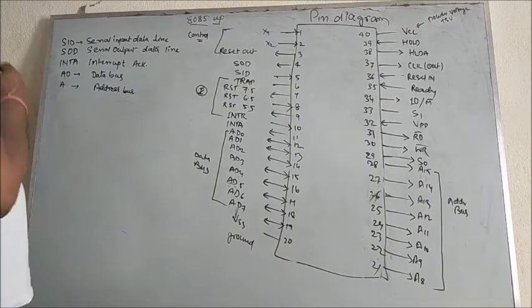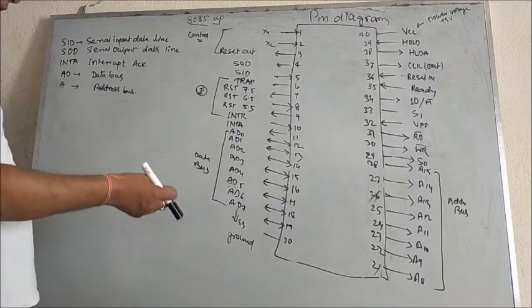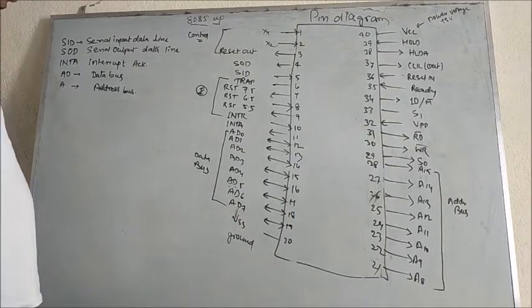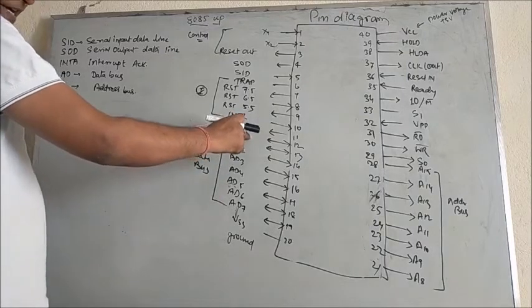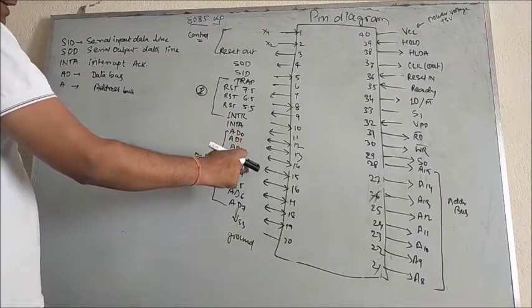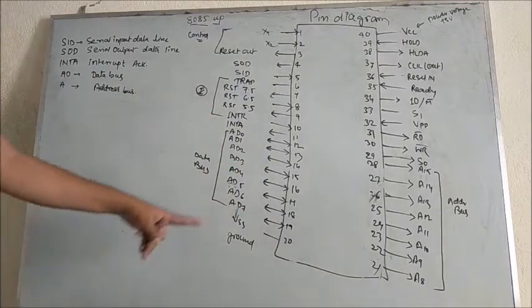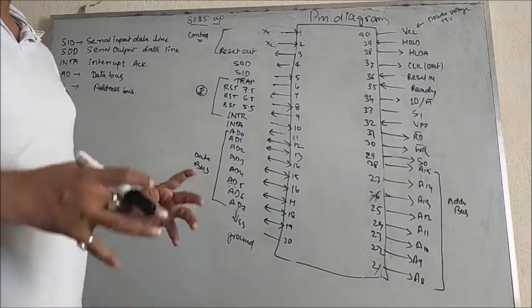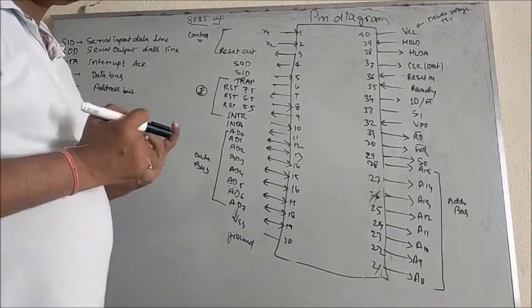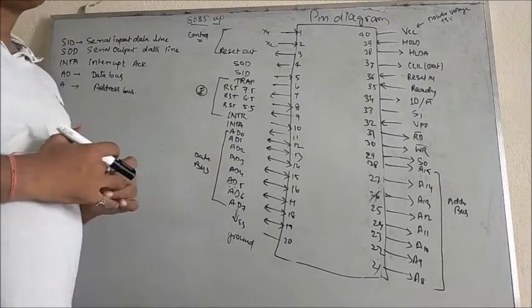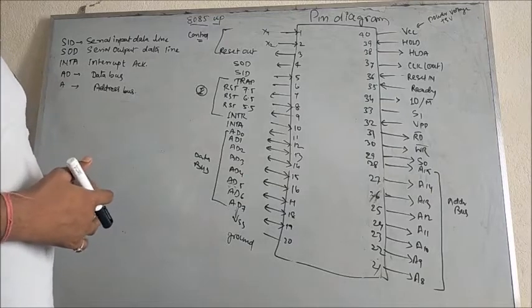अच्छा, उसके बाद we have 8 pins which are meant for your data bus, right? And the data bus lines are designated as AD0, AD1, AD2, AD3, AD4, AD5, AD6, AD7. That means from pin number 12 to pin number 19, these pins are just assigned for the transfer of data, to and fro.